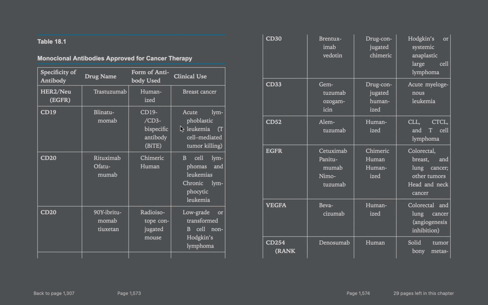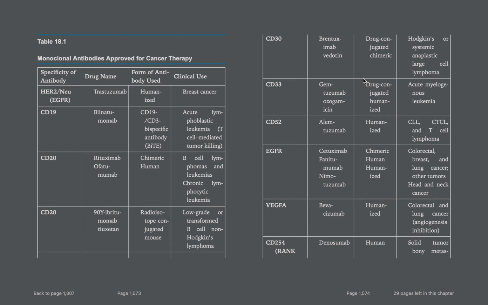blinatumomab, which is for acute lymphoblastic leukemia and cell-mediated tumor killing. We have CD20 antibody, which is called rituximab, and is for treatment of B-cell lymphomas and leukemias, chronic lymphocytic leukemia. CD20 again, for example, we have the one which is 90Y ibritumomab tiuxetan for low-grade transformed B-cell non-Hodgkin lymphoma.